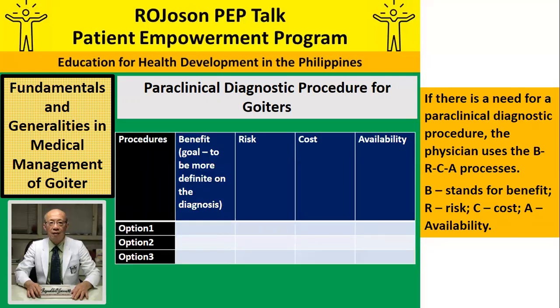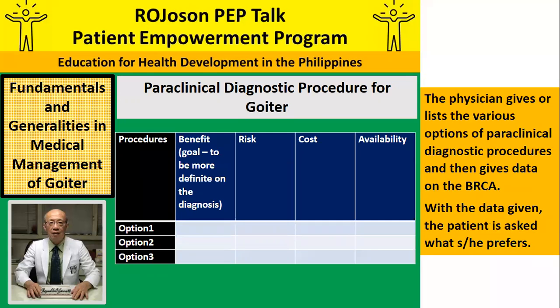If there is a need for a paraclinical diagnostic procedure, the physician uses the BRCA processes. B stands for benefit, R stands for risk, C stands for cost, and A, availability. The physician lists the various options of the paraclinical diagnostic procedures in the first column and then gives data on the BRCA. With the data given, the patient is asked what he or she prefers.